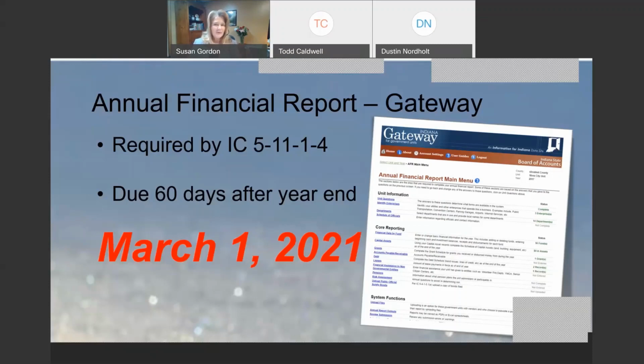A couple of overall things to remember when you're doing the AFR. Please use Chrome or Firefox. If you use Internet Explorer, then all of the data entry boxes do not show up and you'll keep getting submission errors and warnings that way. So please use Chrome or Firefox.